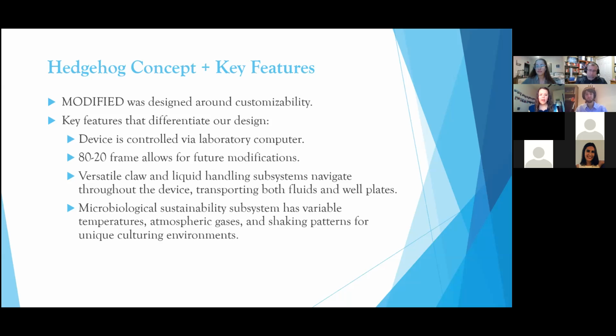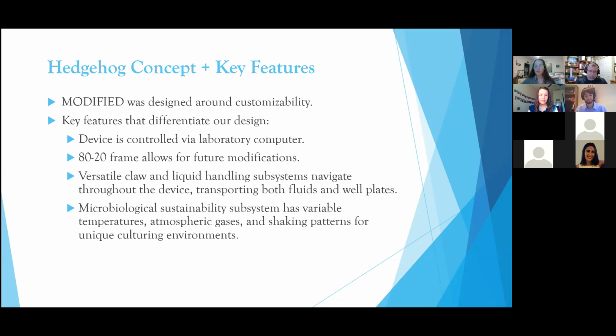So first of all, our device is controlled with a laboratory computer. A lot of different devices are controlled with hardware built into the system, but our design runs on software that will allow the researcher to easily access the results and also make adjustments. They could control the temperature inside the microbioreactor. They could control the shaking patterns from the computer. They could program the direction that their claw will move within the microbioreactor, and it allows for more customizability inside the microbioreactor.